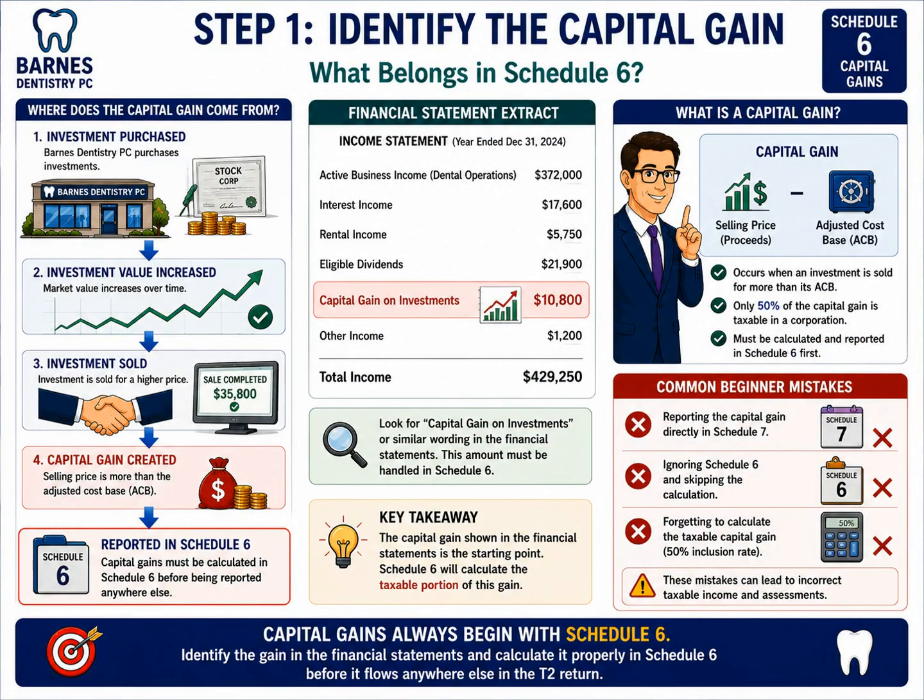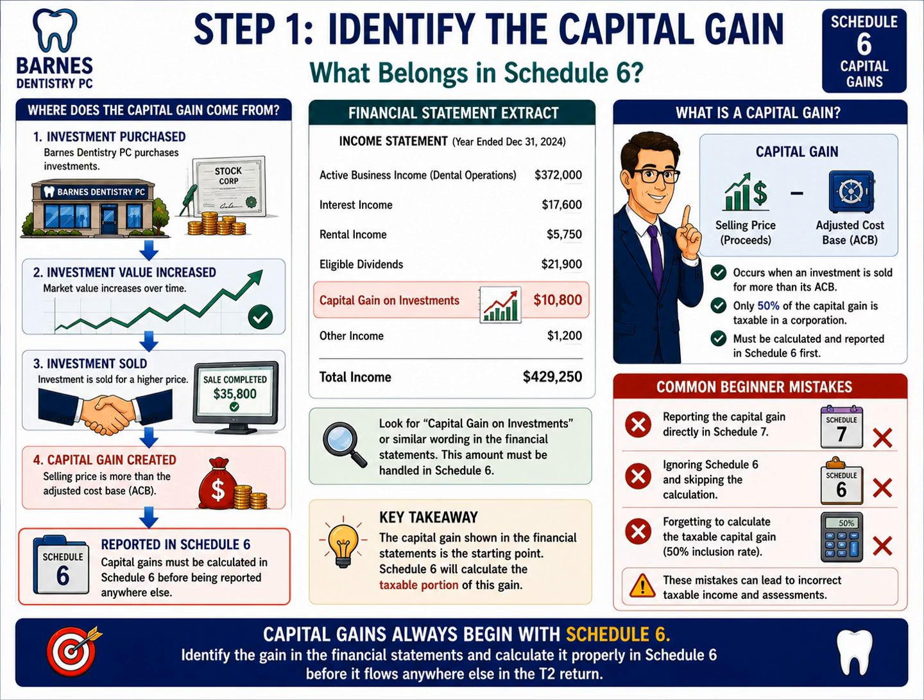We've now seen how interest income and dividend income are reported in a corporate tax return. Next, let's look at another important type of investment income: capital gains. For capital gains, the reporting process always begins with Schedule 6. Before we can prepare Schedule 6, we first need to identify where the gain came from.